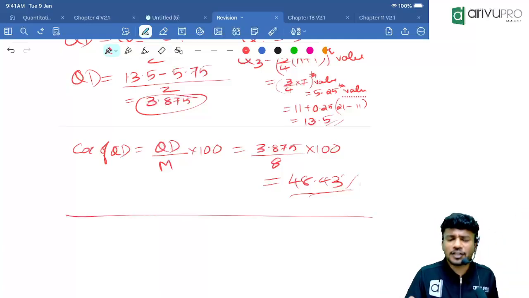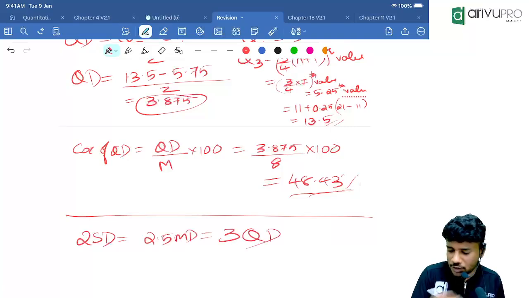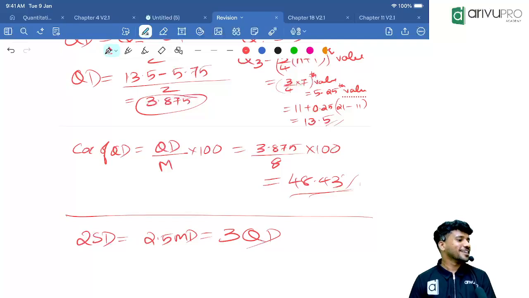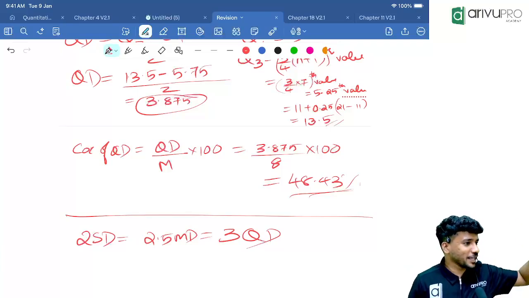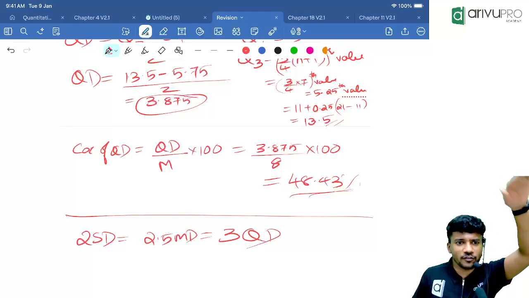Then, people, to add on, what was the formula connecting SD, QD and MD? SD is equal to 2.5 QD, and MD is equal to how many QDs? 3 QDs. Yes. Done. So that's your small revision of our ungrouped data. Tomorrow we will do grouped data. For everything, median, everything, there are separate formulas, right? We will use them tomorrow and revise the entire part.